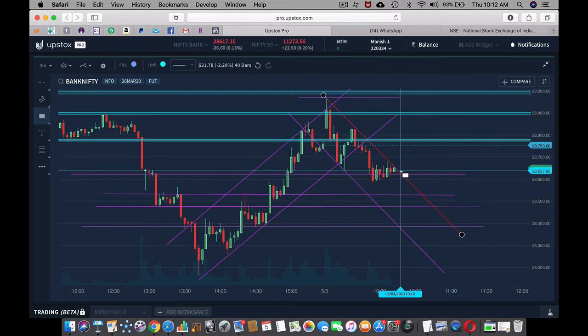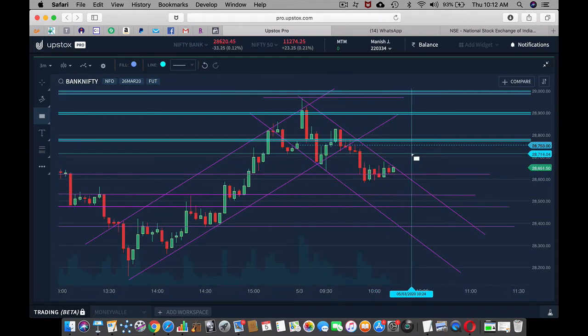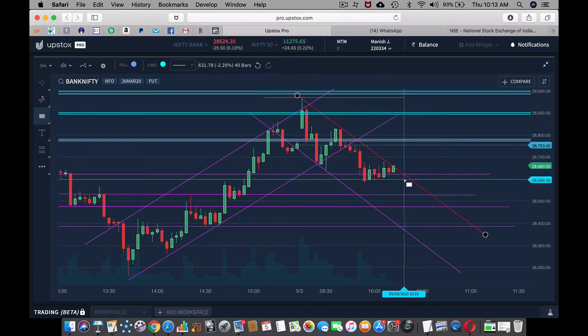Okay, it's going up. Let's zoom in. 650, yeah, it's getting resistance, so it might come here and cross here, and let's have a look if we are correct on our move, and this might go up from here.